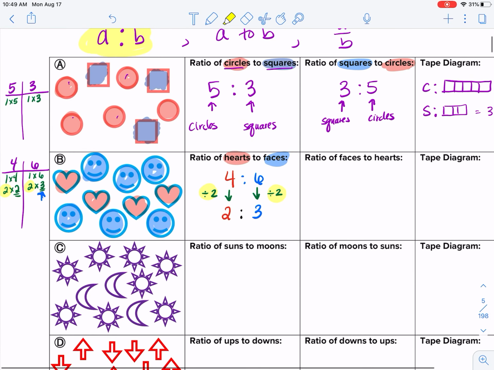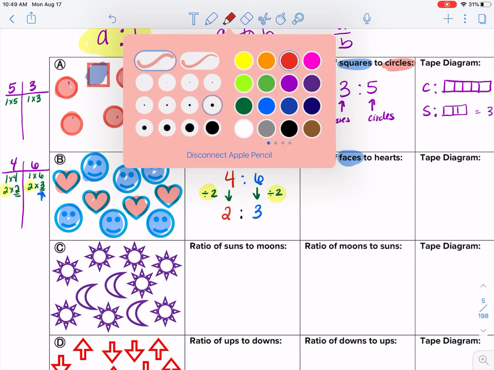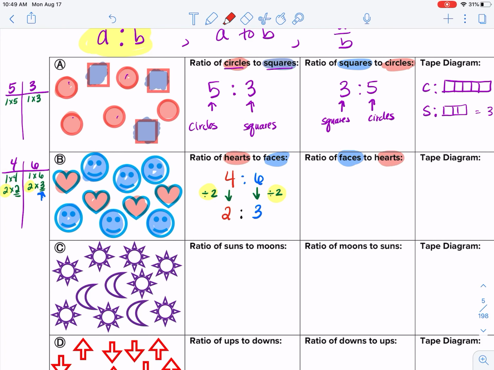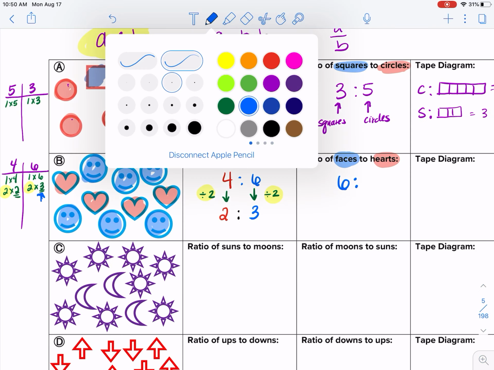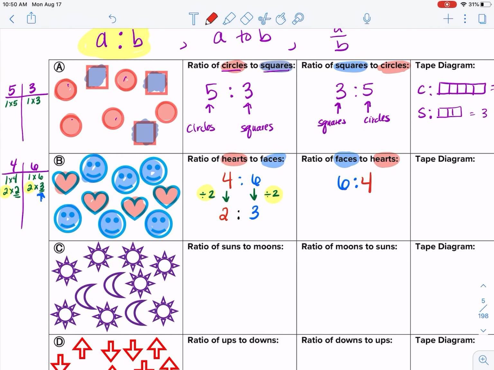So let me go over here to the next one. So now I am comparing faces to hearts. I switched it around. So first I had hearts to faces. Now I have faces to hearts. So my numbers switch to now 6 to 4. Okay, faces comes first, hearts comes second. Now I have to simplify.